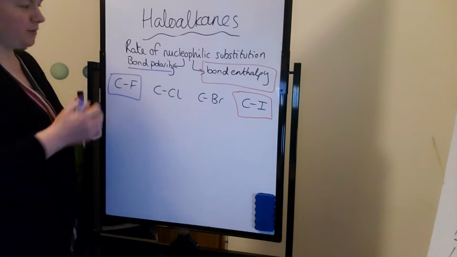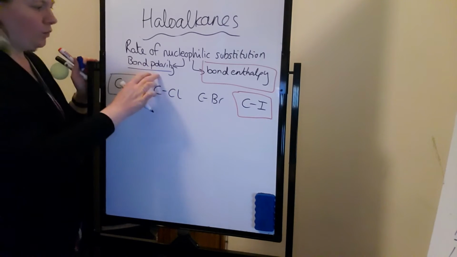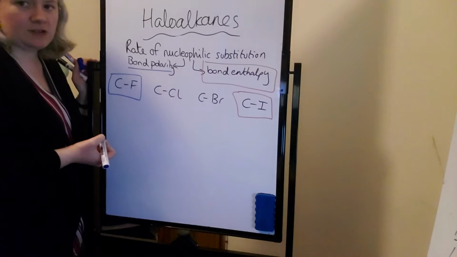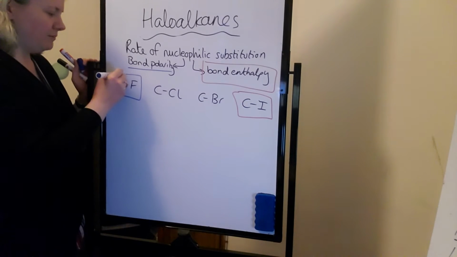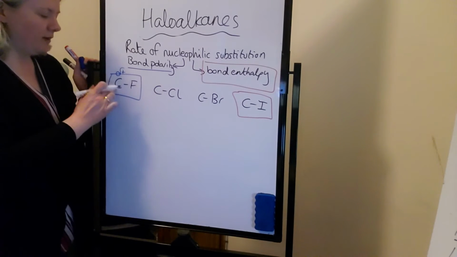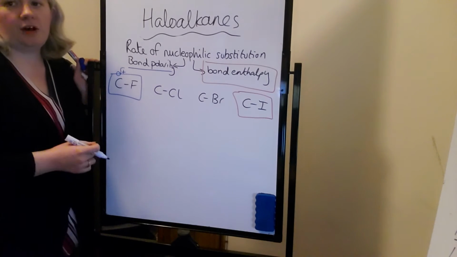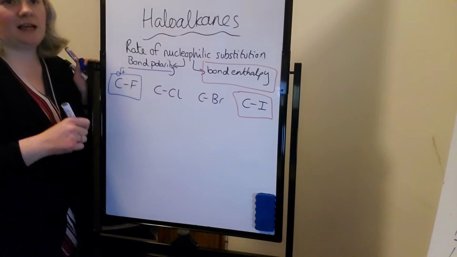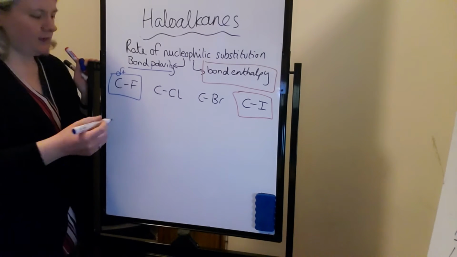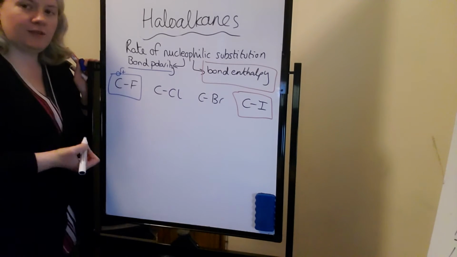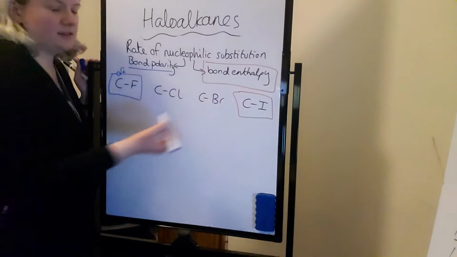Now, if we go back to bond polarity, because fluorine is the most electronegative here, we would have the biggest partial positive charge on the carbon. That would attract the nucleophile more to it. And remember, a nucleophile is an electron pair donor. So here, this carbon would be more susceptible to nucleophilic attack than the iodine.